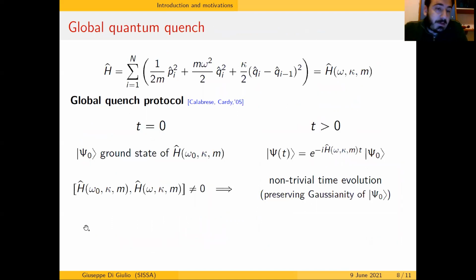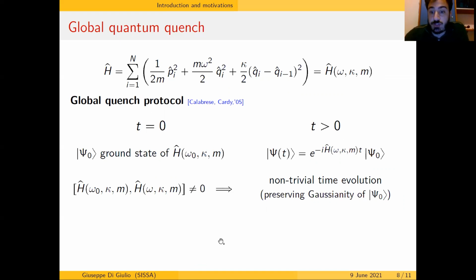Another application is the temporal evolution of the subsystem complexity after a global quantum quench, which is one of the most known protocols for driving a quantum system out of equilibrium. And it goes as follows. At time t equals 0, we are in the ground state of a Hamiltonian with a frequency omega naught. And then when t is greater than 0, we let the system evolve through a Hamiltonian with a different frequency.